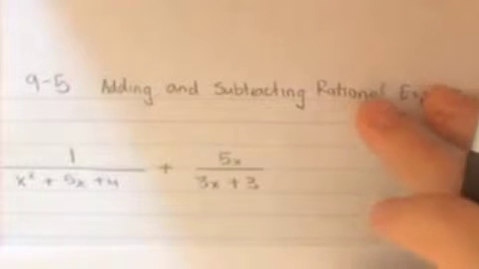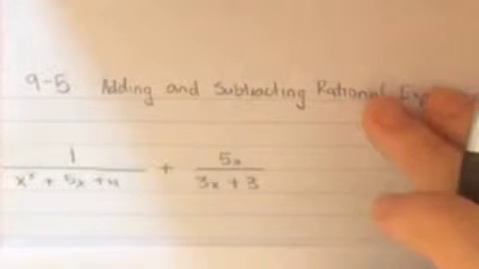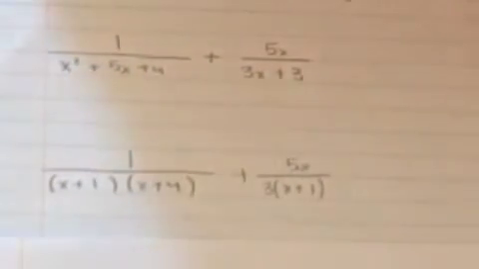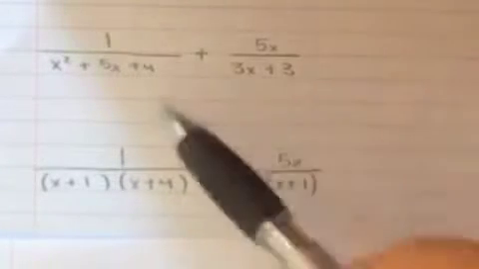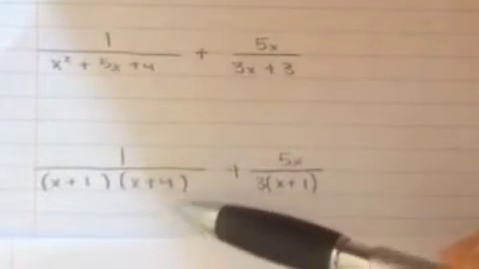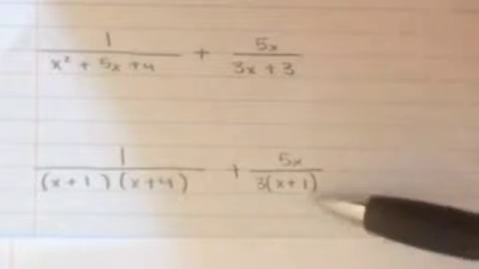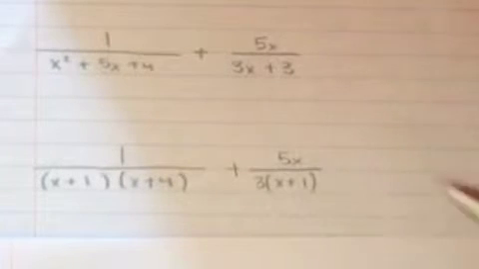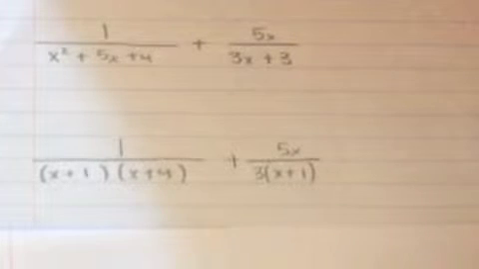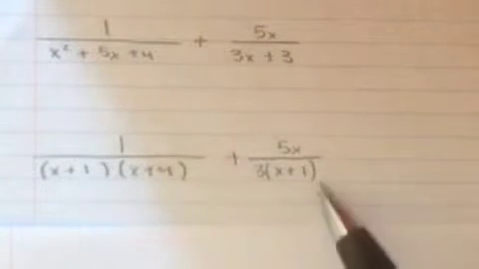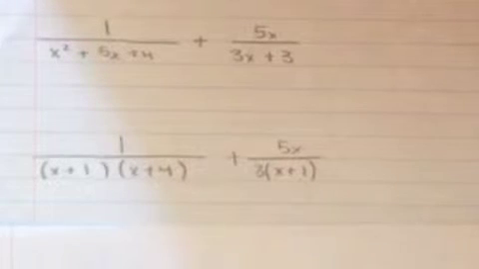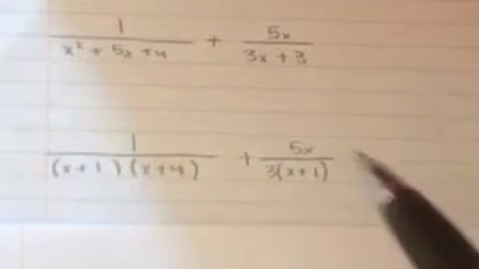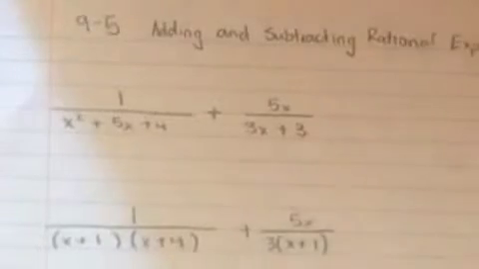And you do this the same way you would for a normal fraction. You find the factors of the denominators. So in this case, that would be 1 over x plus 1 times x plus 4, which is this equation here factored out. And then we just factor the 3 out here, so it's 3 times x plus 1. Now notice that they do have a factor in common, x plus 1. So what you're going to do to make the denominators the same is multiply each fraction by the factor that they do not have in common.